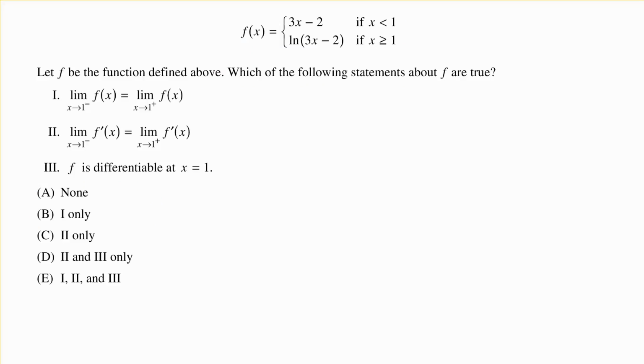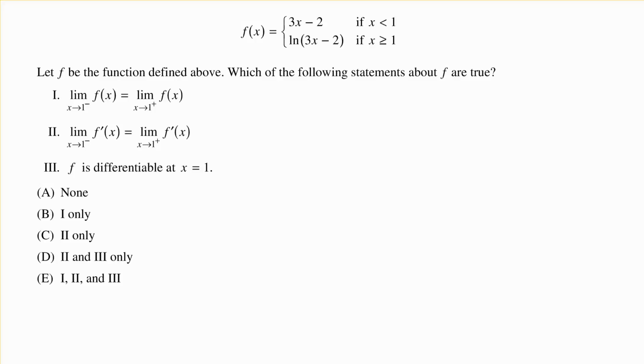All right, looking at this one. We've got a function defined piecewise. Which of the following statements about f are true? The limit as x goes to 1 from the left and right are equal. The derivative limit as x goes to 1 from the left and right are equal. And the function is differentiable. So let's take a look at the first one.